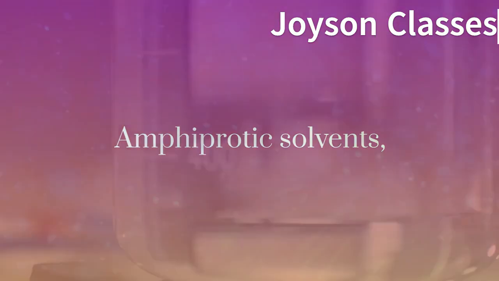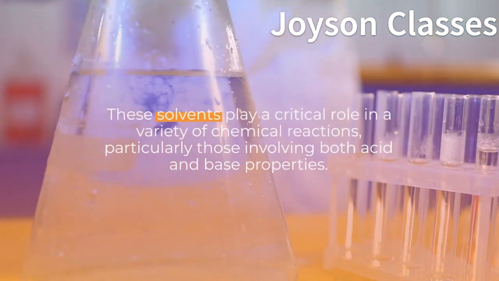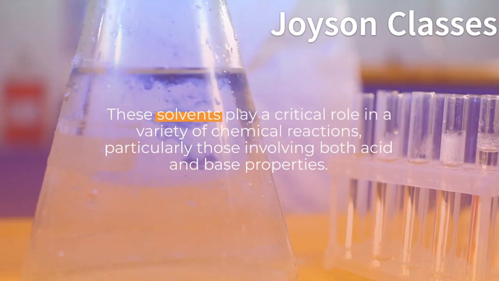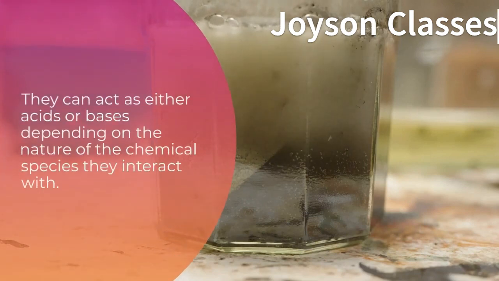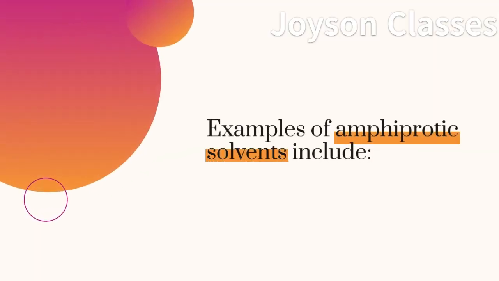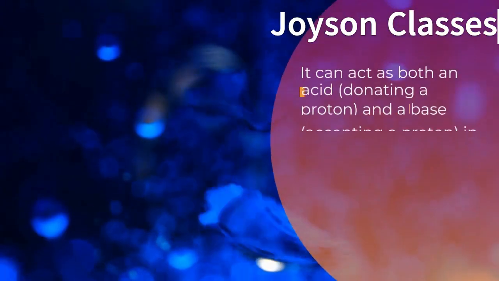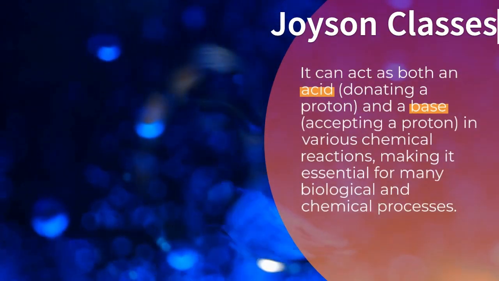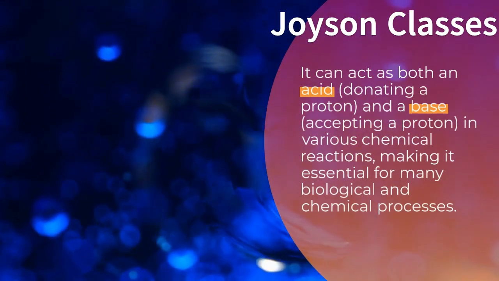Amphiprotic solvents, also known as amphiprotic molecules, are a special class of solvents that can both donate and accept protons, H+ ions. These solvents play a critical role in a variety of chemical reactions, particularly those involving both acid and base properties. They can act as either acids or bases depending on the nature of the chemical species they interact with. Examples of amphiprotic solvents include: 1. Water, H2O. Water is the most well-known and commonly used amphiprotic solvent. It can act as both an acid, donating a proton, and a base, accepting a proton, in various chemical reactions, making it essential for many biological and chemical processes.